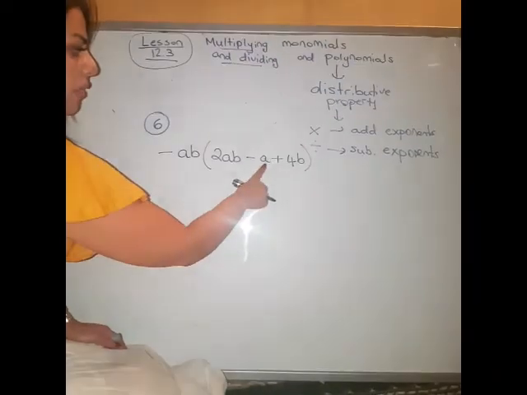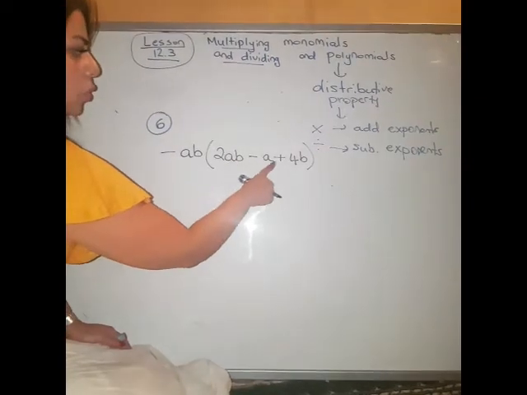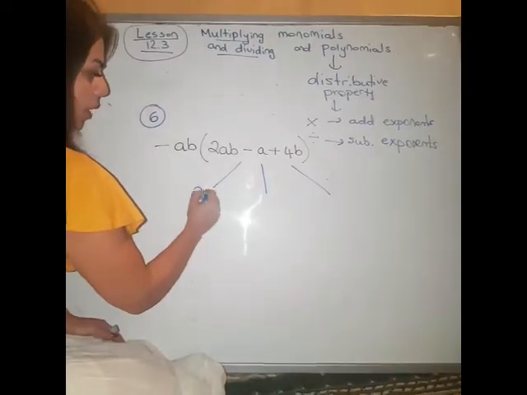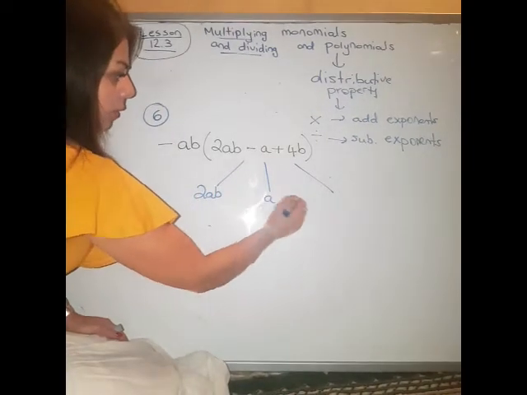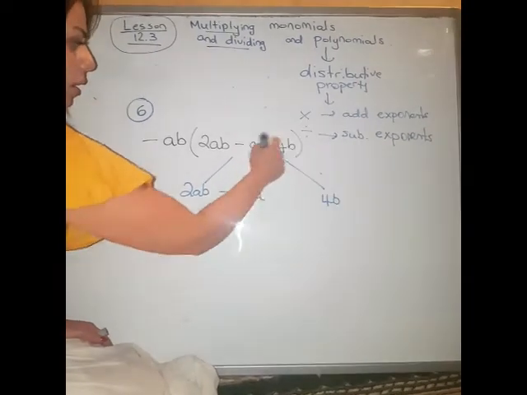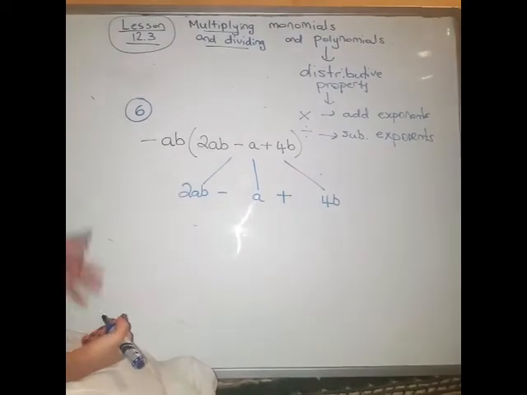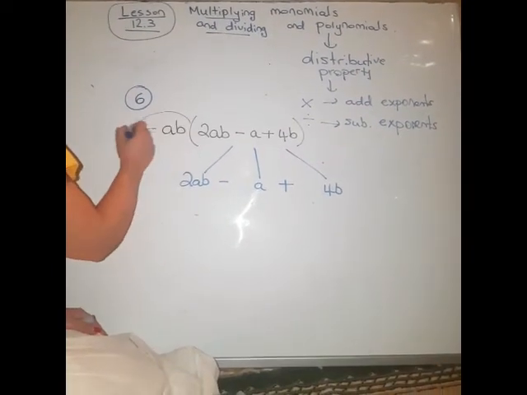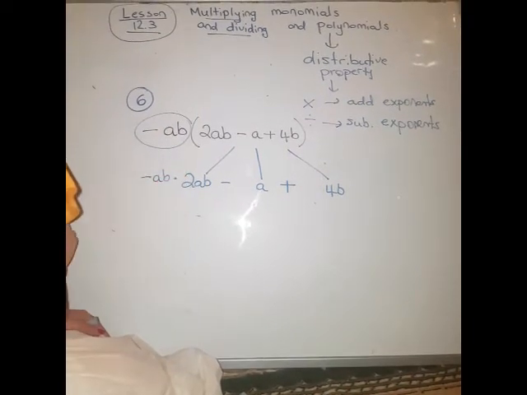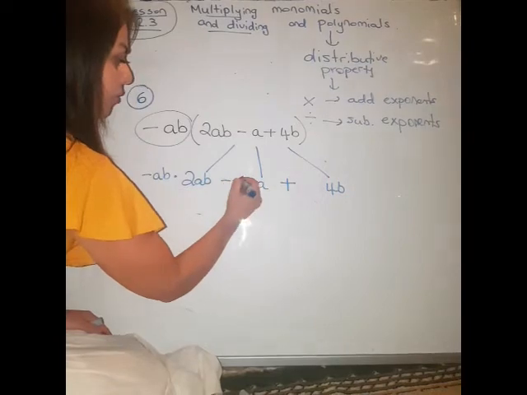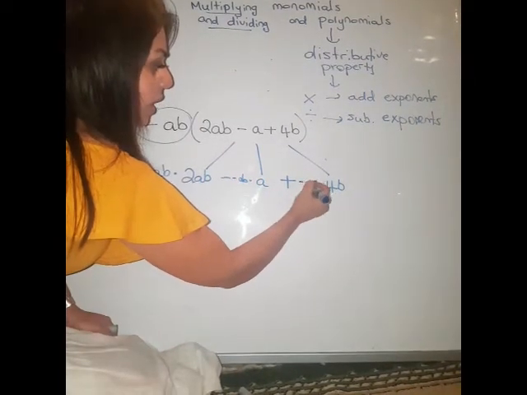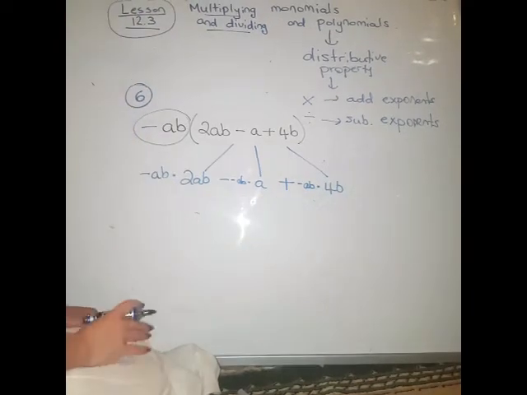For me to know how many terms I have in my parentheses: 1, 2, 3. I bring down 3 arrows. 2ab, a, and 4b. I bring down my negative sign. I bring down my plus sign. What am I distributing? Negative ab. So it's negative ab times 2ab, negative ab times a, negative ab times 4b.